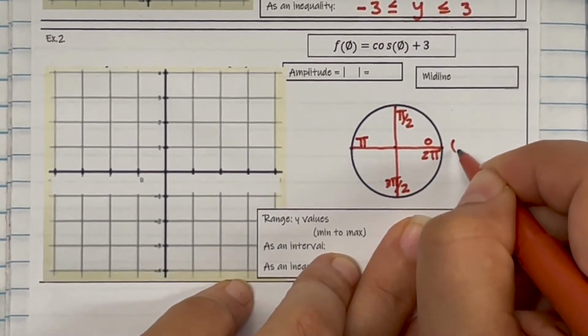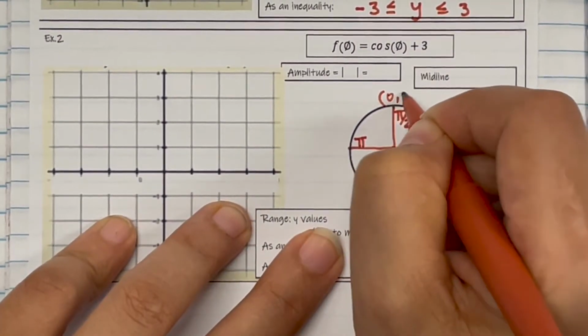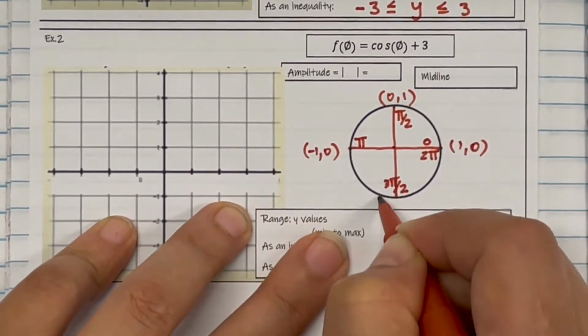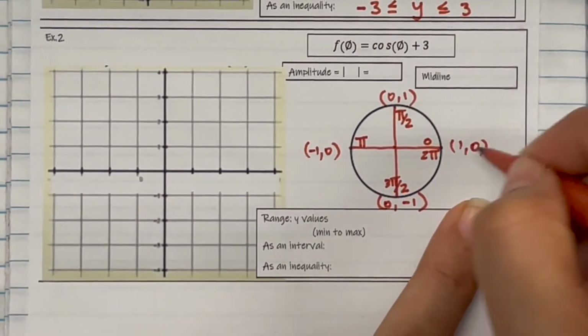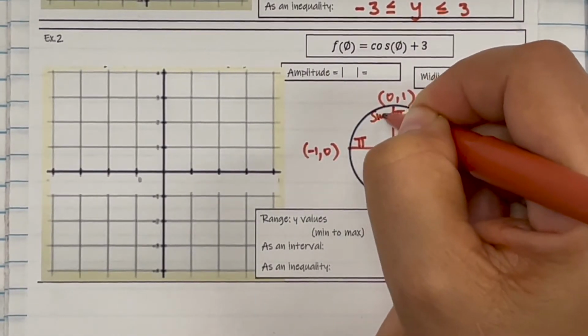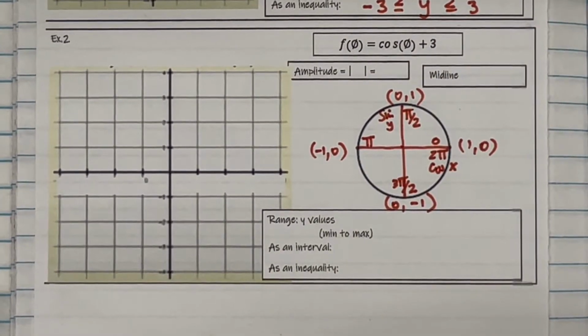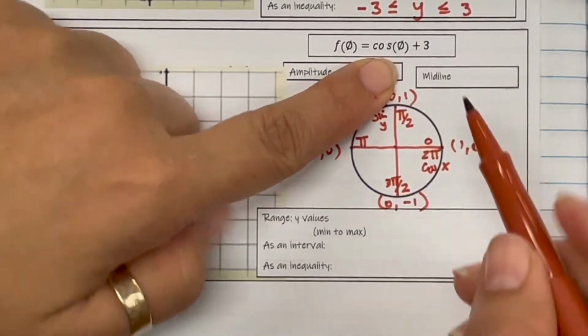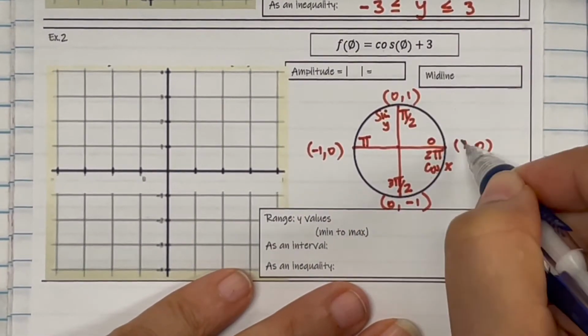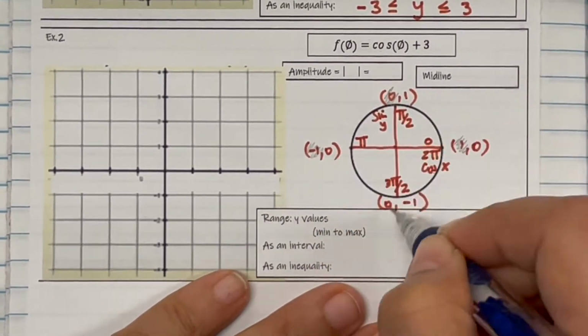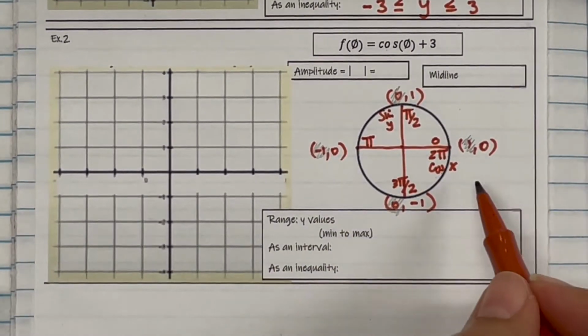All right, and what are those coordinates? 1, 0, 0, 1, negative 1, 0, and 0, negative 1. Okay, once you have those coordinates, you're looking at cosine. Cosine is your x, sine is your y. So we're interested in cosine because the question is asking us about cosine. So again, I'm going to shade in my cosine values just so that I don't get confused, so I can graph it correctly. So let's graph this.